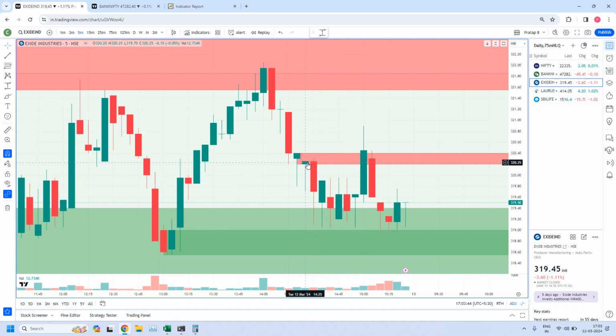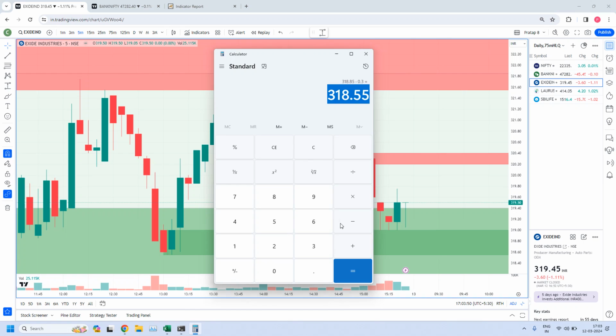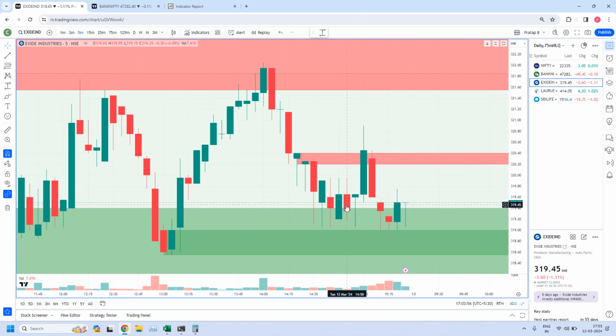So this is the target. What is the target value? This is the open of this candle, 320.20. Because sometimes somebody will ask why we didn't take a trade. Again, prices reached this zone. So for that I am telling you, if you would have taken it, the 5 minute is the target.